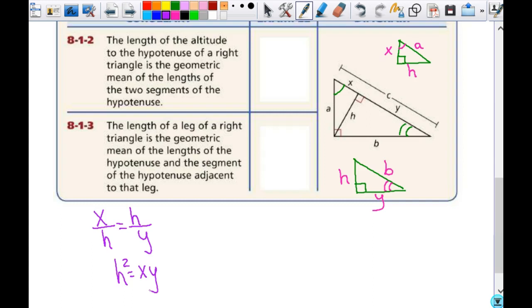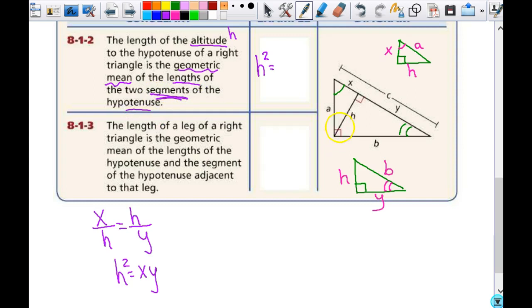So let's look at what these words say. This says the length of the altitude to the hypotenuse. Well, in this case, the way it's labeled, this is h, right? So it's telling me h. The length of the altitude to the hypotenuse of a right triangle is the geometric mean. That means it gets squared, right? So if h is the geometric mean, I know that that is h squared. It's the geometric mean of the lengths of the two segments of the hypotenuse. So look what happens here.